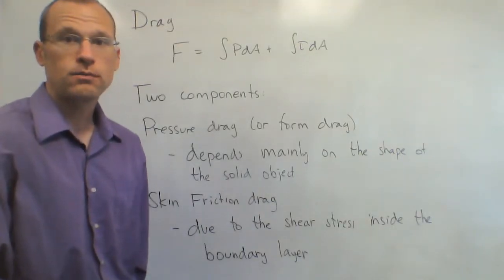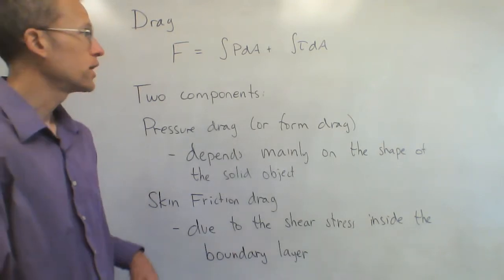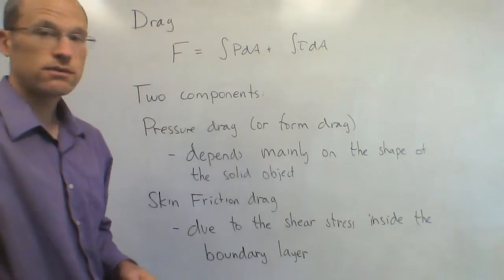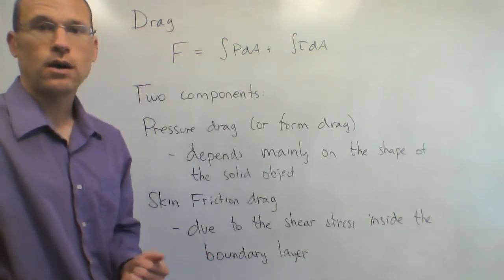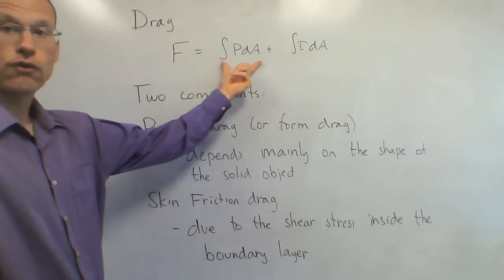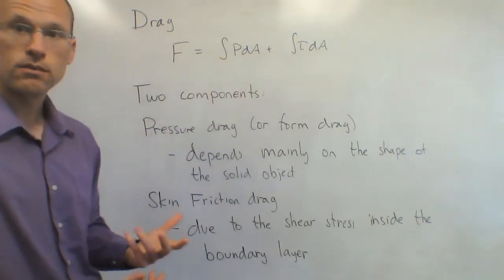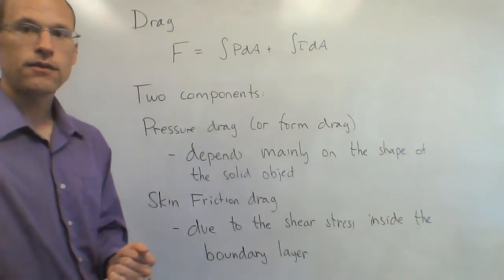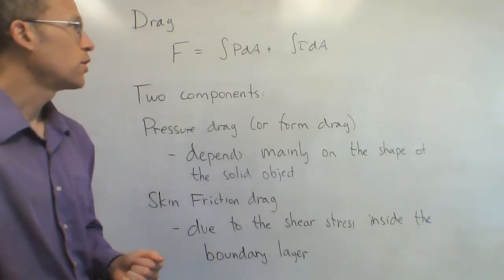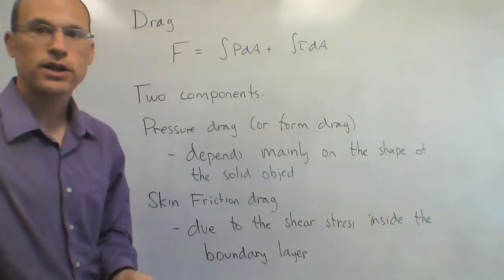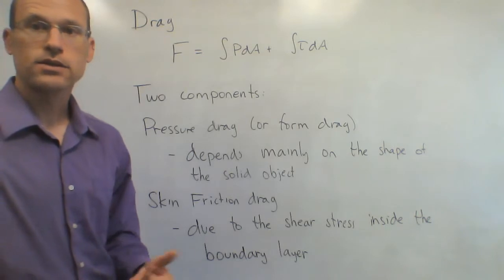As we just saw, both lift and drag are calculated by integrating the pressure and shear stress over the area of the object. This leads naturally to two components. Specifically for drag, we have the pressure or form drag, which is from the pressure on the front of the object, so it depends mainly on the shape of the object. The second component is the skin friction drag that comes from the shear stress inside the boundary layer, like we talked about in the last couple lessons.